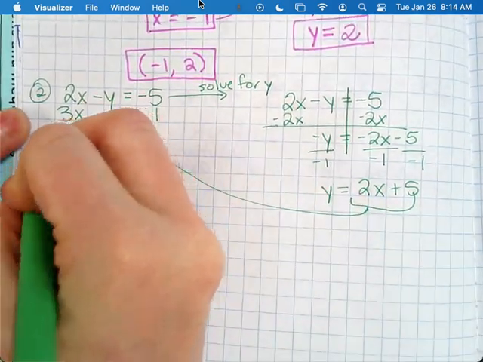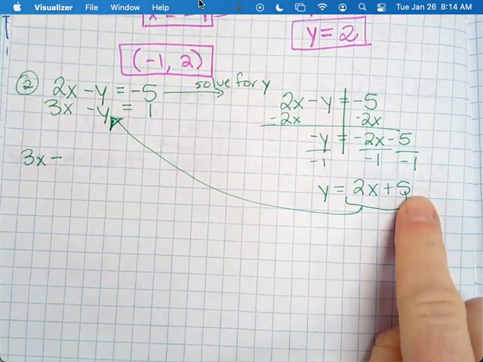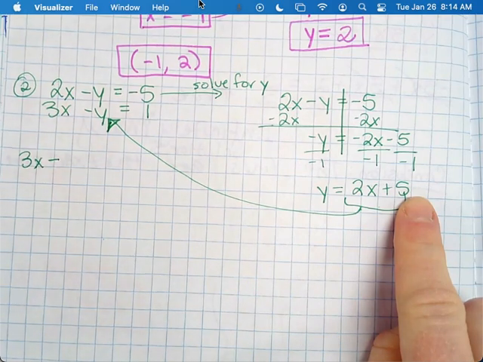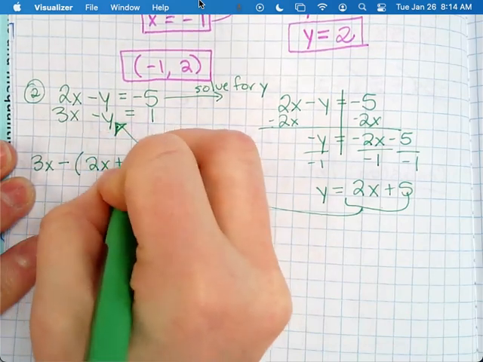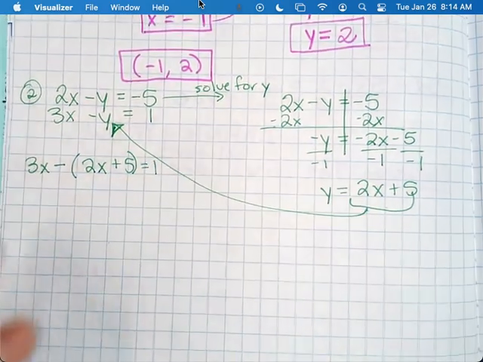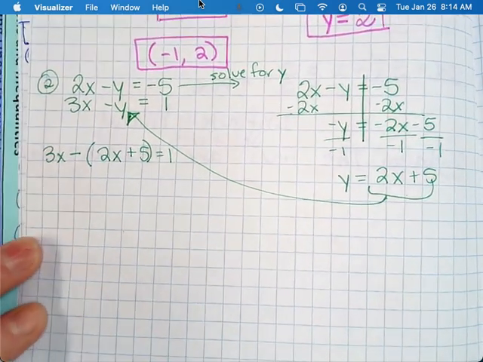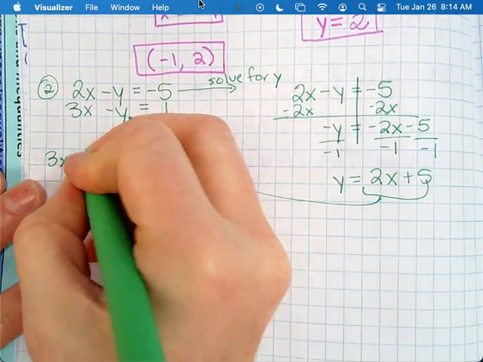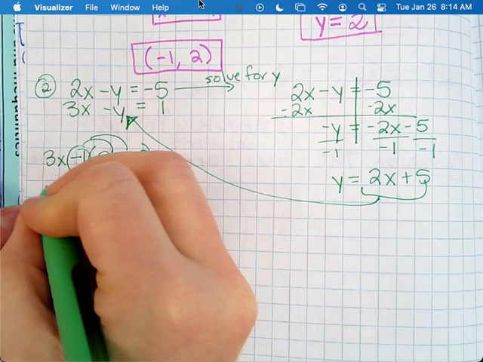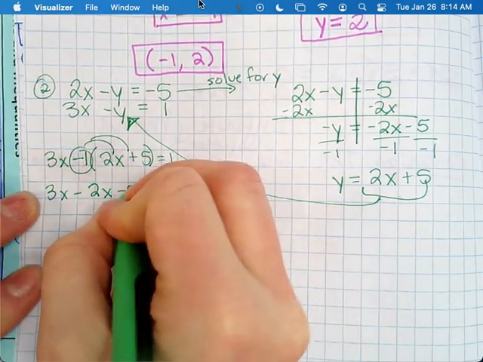So now this is 3x minus y, where y is this whole expression. Anytime it's plus, I just wrote it out. But anytime it's minus or there's a number in front of that variable, I need to put it in parentheses. This is just like saying a negative 1 out front, so we're going to have to distribute it. So it's 3x minus 2x minus 5 equals 1.